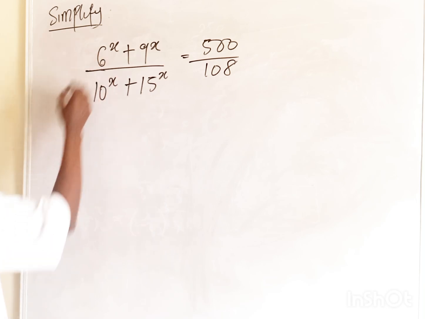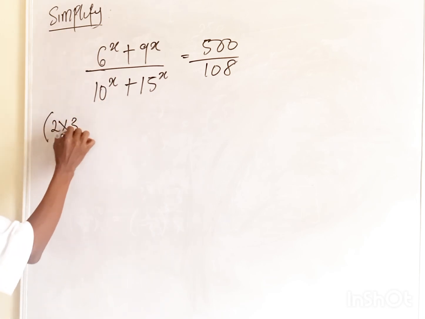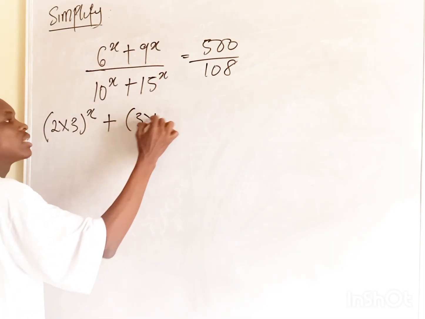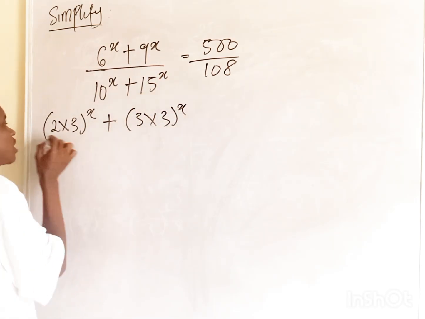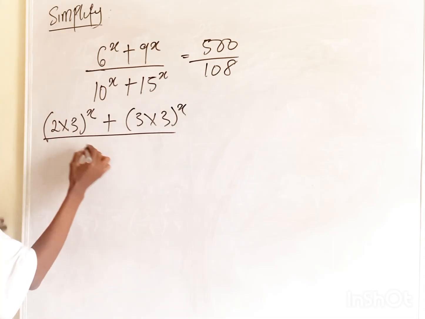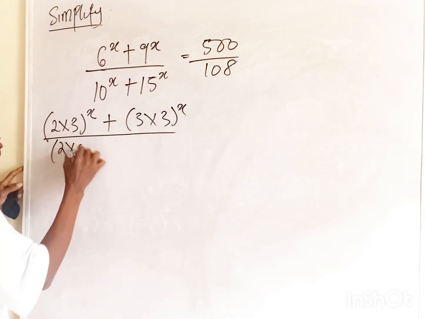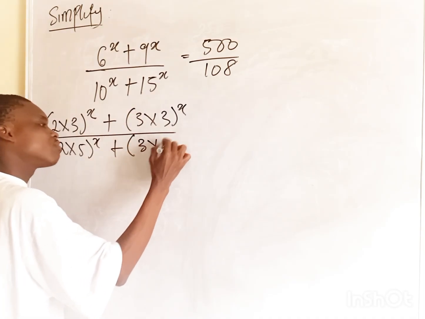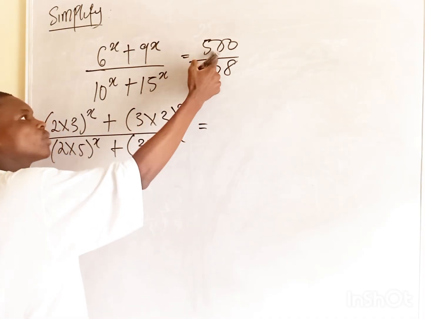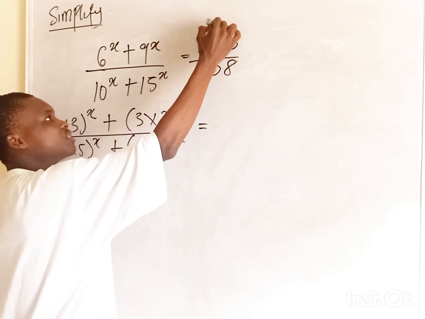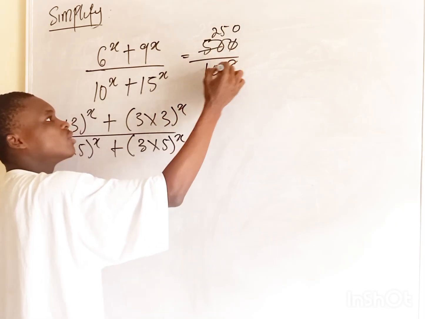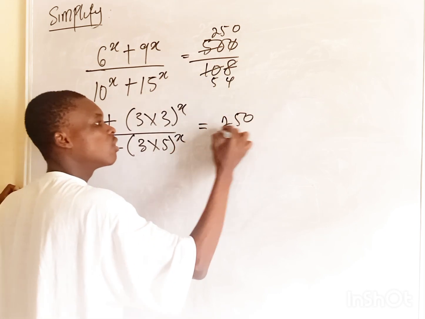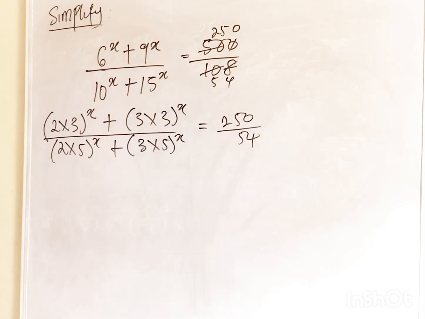Solution. If we expand this 6, we know that this is 2 times 3 all to power x plus, here let's expand this 9 by saying 3 times 3 all to power x, all divided by, let's expand this by saying 2 times 5 all to power x plus, let's expand this by saying 3 times 5 all to power x equals, we can divide this. 2 going into 50 is 25, 2 going into 10 is 5, 2 going into 8 is 4. So we have 250 all over 54. So that's the first step.